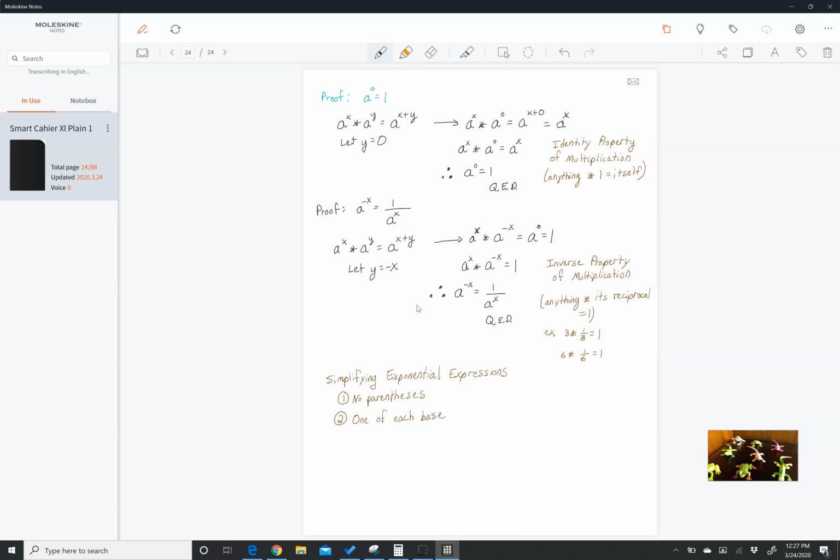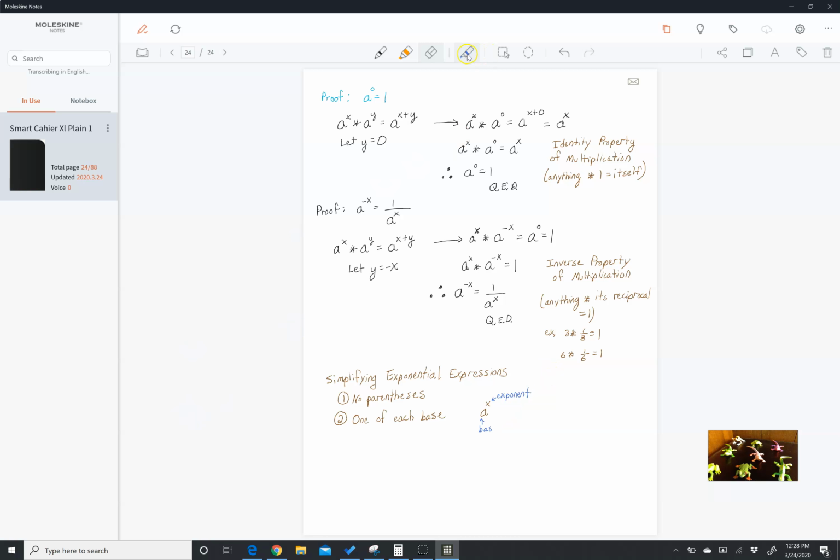Okay. So we should clarify that. If we have a to the x, the a is called the base, and the x is the exponent. So you probably already knew that, but I just want to clarify for saying one of each base.